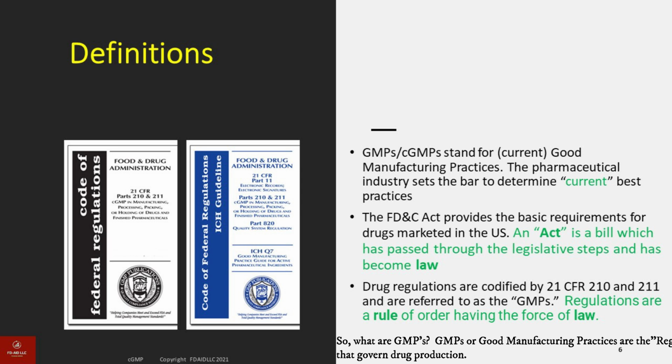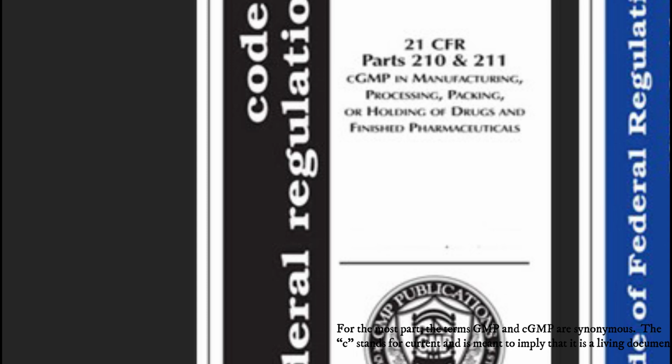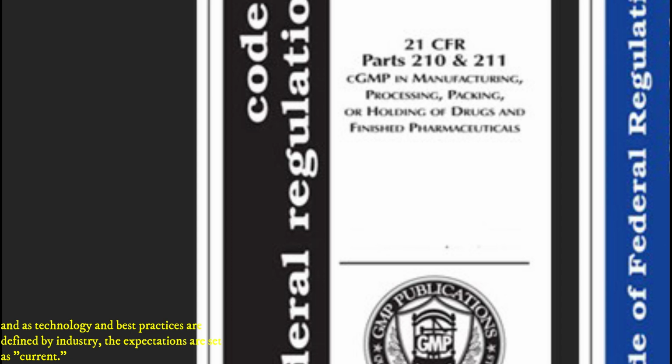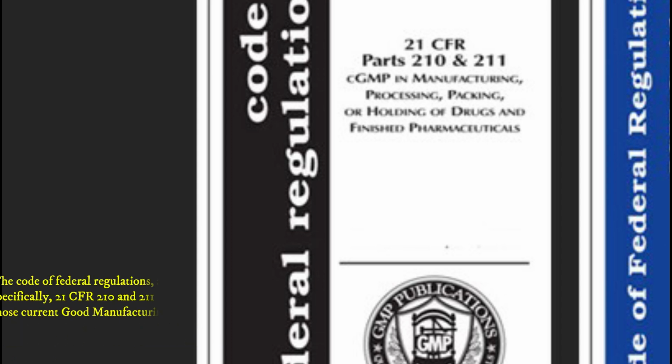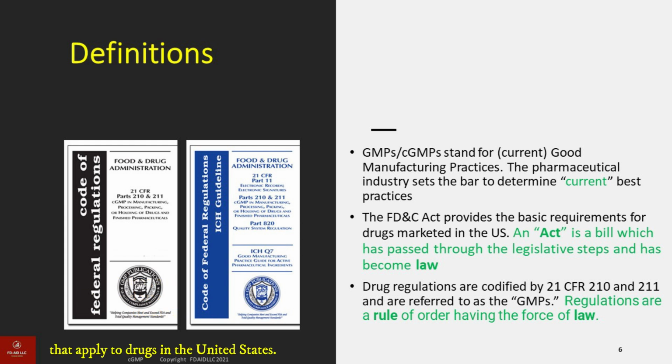GMPs, or Good Manufacturing Practices, are the regulations that govern drug production. For the most part, the term GMP and CGMP are synonymous. The C stands for current and is meant to imply that this is a living document, and as technology and best practices are defined by industry, the expectations are then set as current. The Code of Federal Regulations, and specifically 21 CFR 210 and 211 are those current good manufacturing practices that apply to drugs in the United States.